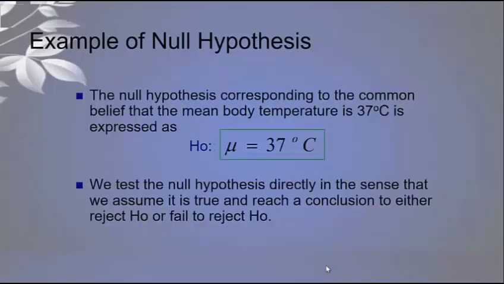Null hypothesis corresponding to the common belief that the mean body temperature is 37 degrees centigrade, as expressed by H0: mu equals 37 degrees centigrade. We test the null hypothesis directly in the sense that we assume it is true and reach a conclusion to either reject H0 or fail to reject H0.